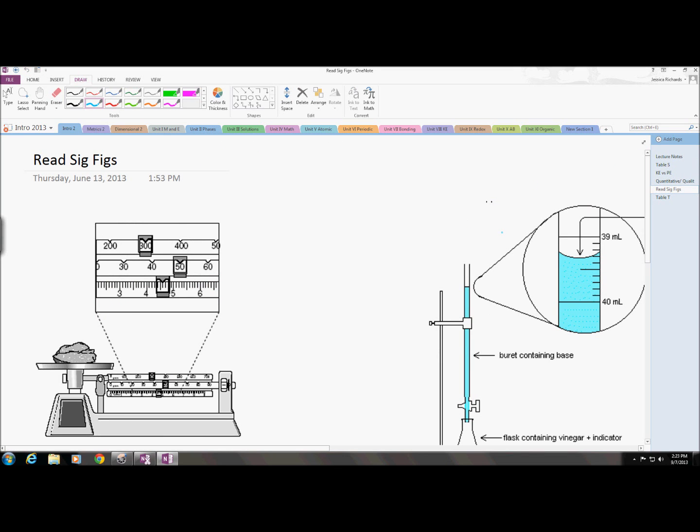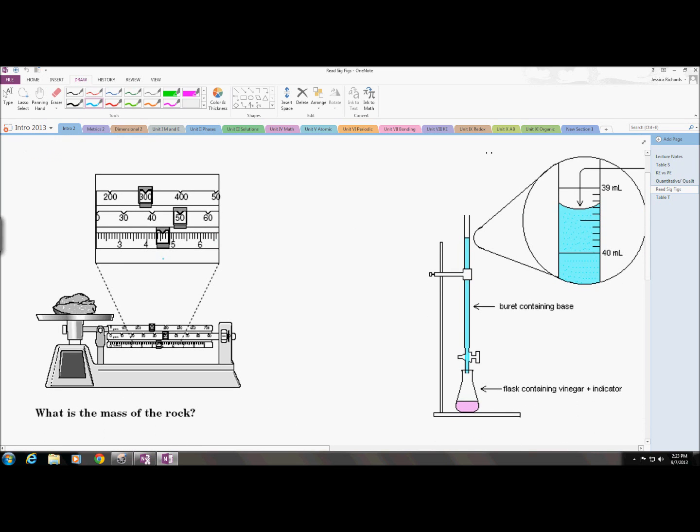Let's take a look at some other examples. Here I have a triple beam balance. When you read a triple beam balance, you're going to be looking at the bars that are on here. So here's the hundreds place, right? So we know it's at least 300. Here's the tens place, so we know it's at least 350. Here's the ones place. I know it's at least 54. They've marked the tenths place, so that longer bar is usually the 0.5, 0.6. And I estimate one more.